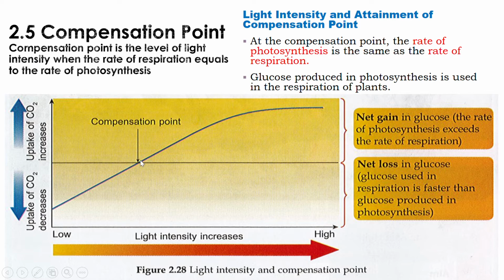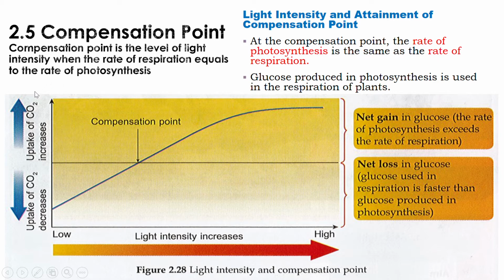Look at this point. When the rate of respiration, depicted by this horizontal line, equals the rate of photosynthesis, which is depicted by this purple line. So at this point, the rate of photosynthesis is the same as the rate of respiration. Glucose, which is produced in photosynthesis, is then being used in the respiration of plants.